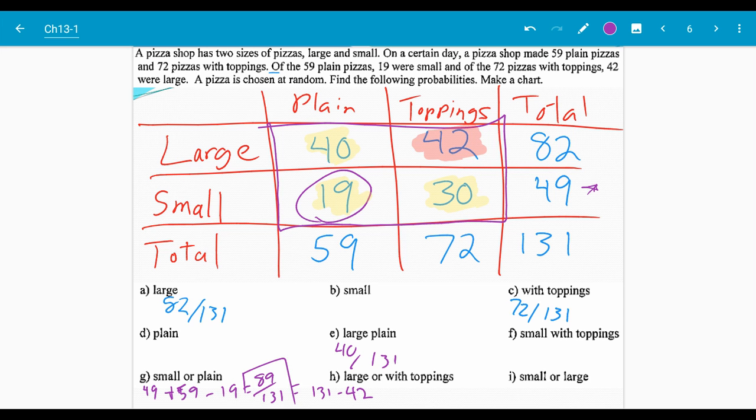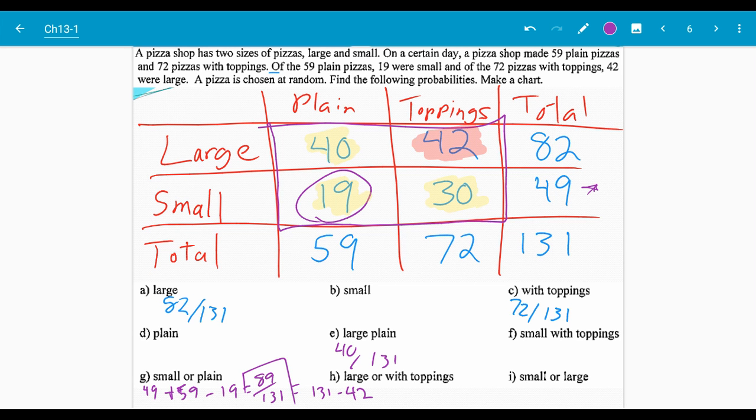Questions here? Yes, Selena? For letter E, why is it over 131 and not 82? So for letter E, you'd said? Yeah.